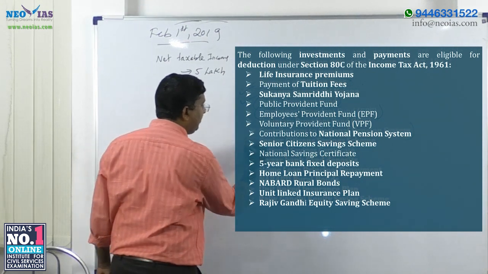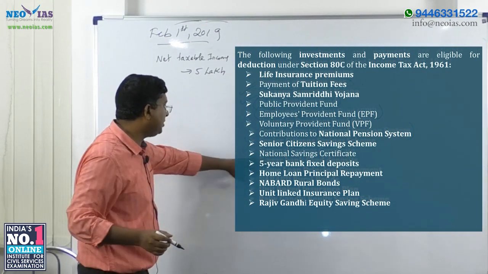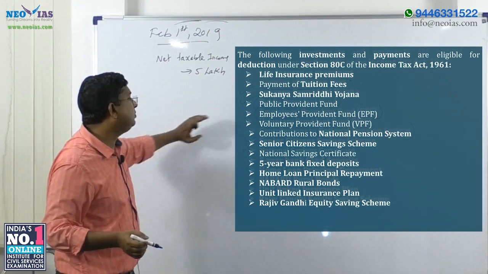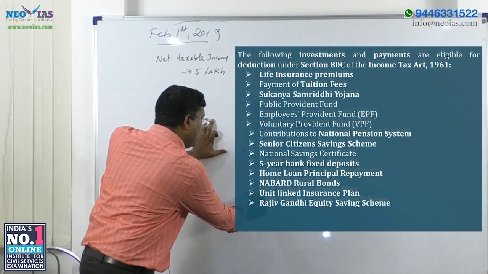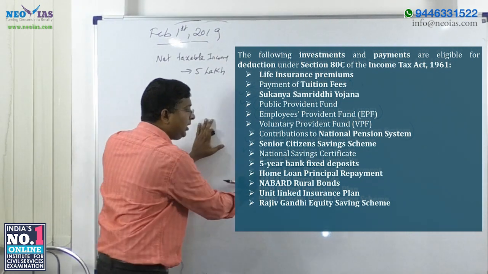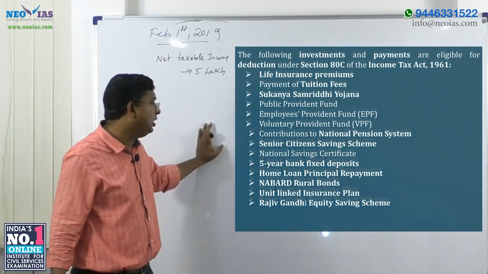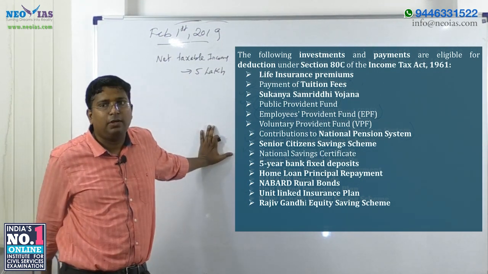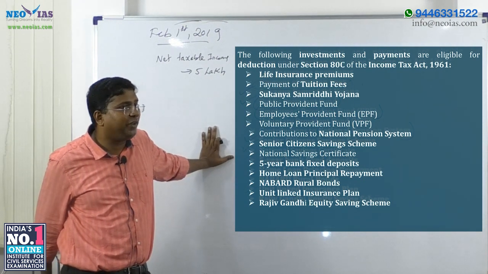Okay, senior citizen savings scheme, national savings certificate, 5-year bank FD. So these are all. Now there is one ULIP. ULIP comes under this, keep this in mind. Home loan principal repayment, this is a very interesting point to note down. 5-year bank FD: if you are not having anything, have a 5-year FD up to 1.5 lakh.